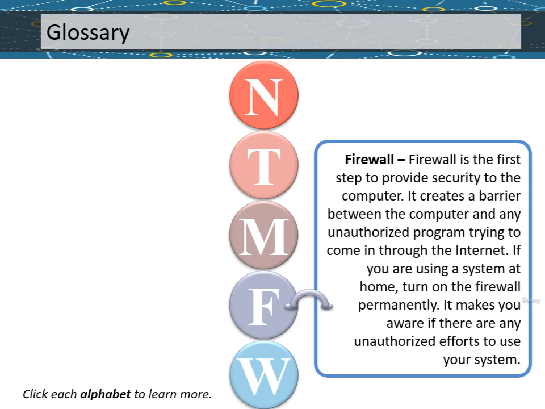F. F stands for firewall. Firewall is the first step to provide security to the computer. It creates a barrier between the computer and any unauthorized program trying to come in through the internet. If you are using a system at home, turn on the firewall permanently. It makes you aware if there are any unauthorized efforts to use your system.